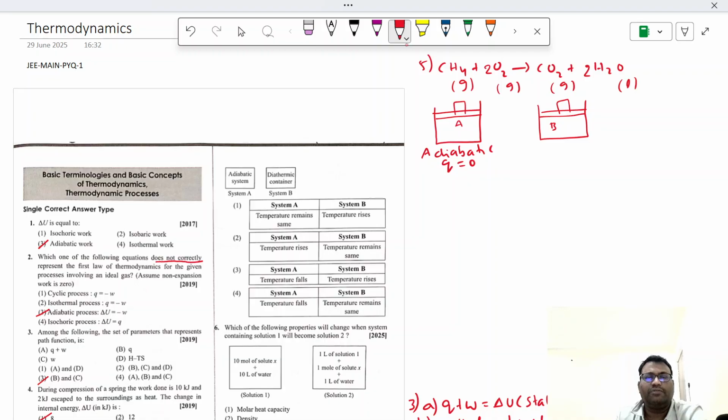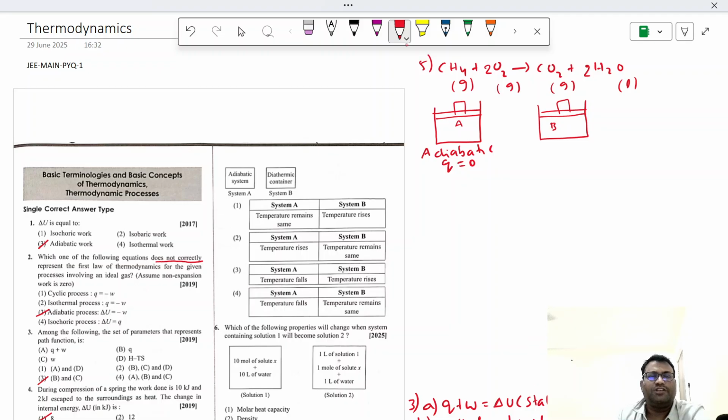So this is the diathermic container. Diathermic container means the container that is containing a diathermic wall. Diathermic wall means which allows the flow of heat through that. So adiabatic process means Q is equal to 0. Now what is happening? Initially the volume of the gas is more. Initially 1 plus 2, 3 moles are there. After combustion, only 1 mole. That means volume is decreasing.